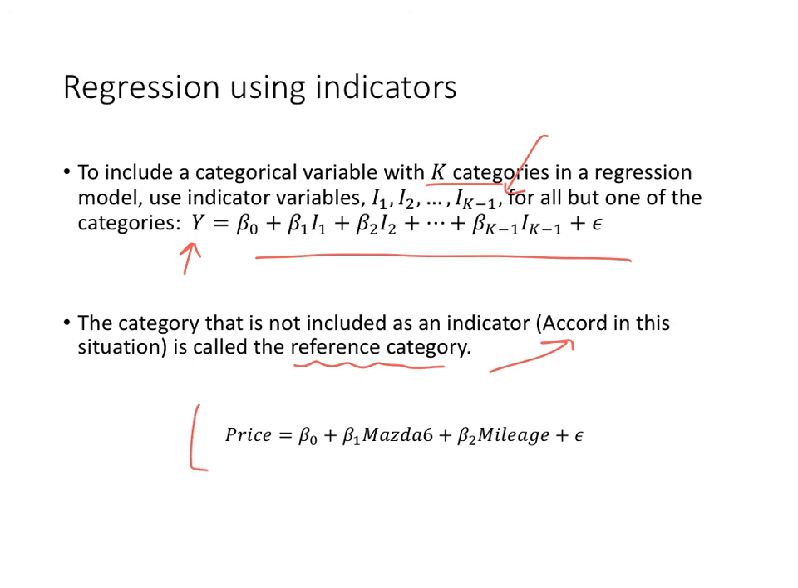Okay, so this is the model, really the population model, that we're trying to estimate right now. It's a very simple model. It's just trying to predict price based on the type of car. And there it is.